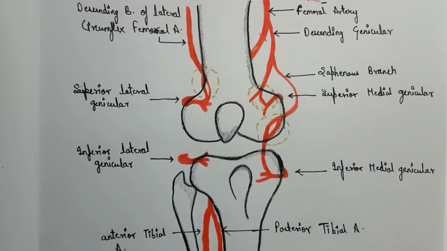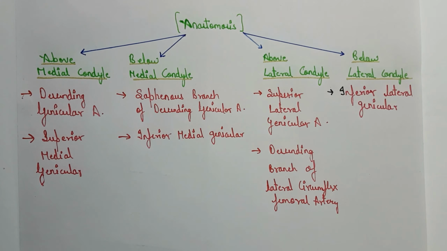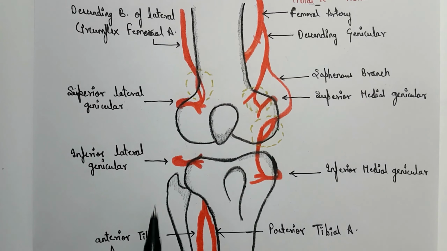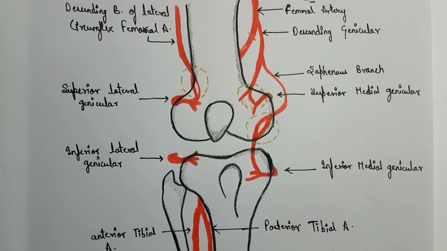Now, the last remaining one is the lower portion, below the lateral condyle, which is the most complex anastomosis. So, below the lateral condyle, the anastomosing arteries are 4 in number, and those are: first, the inferior lateral genicular, that is this one, inferior lateral genicular. The third and the fourth are the anterior and posterior tibial recurrent arteries coming from the anterior tibial artery.